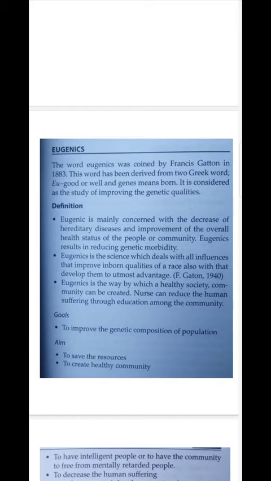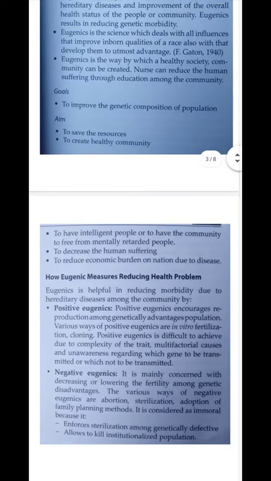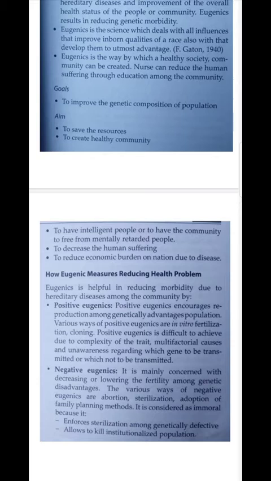So, what is the goal? The goal of eugenics is to improve the genetic composition of a population. Genetically, it should be a good composition in the population. So, what is the aim? It is to save the resources, whatever resources are present, to create a healthy community, to have intelligent people, or to have a community free from mentally retarded people. Nobody likes mentally retarded people, and it is even a burden to the nation. So it is to reduce the economic burden on the nation due to disease and to decrease human suffering. So these are the aims.